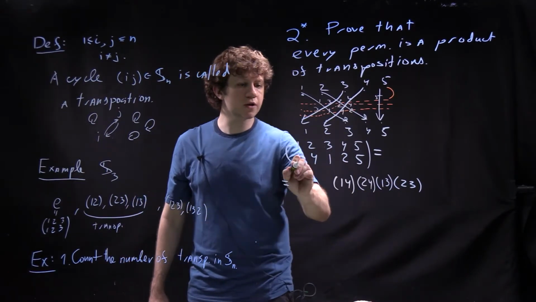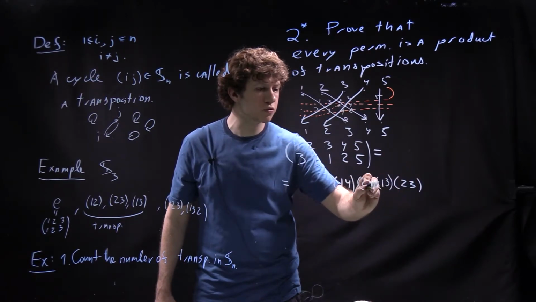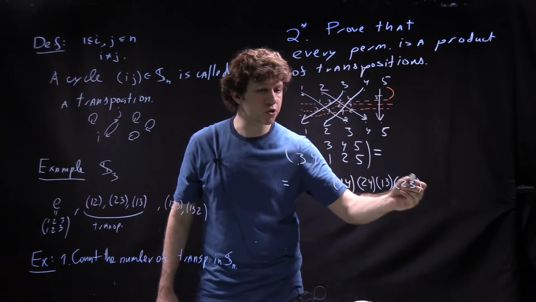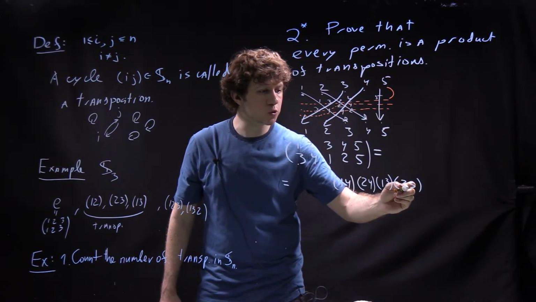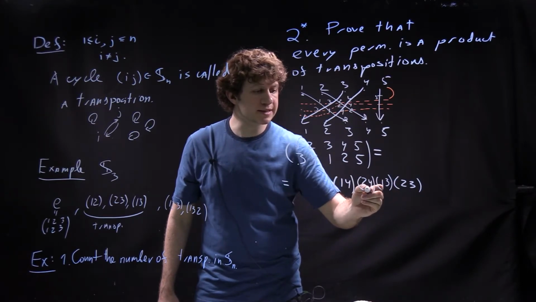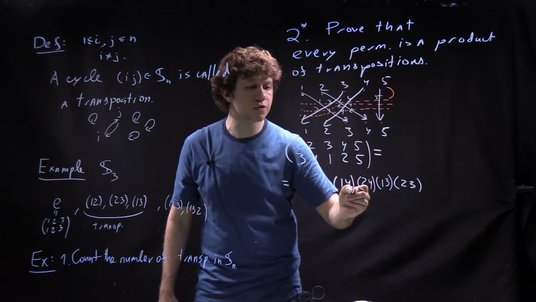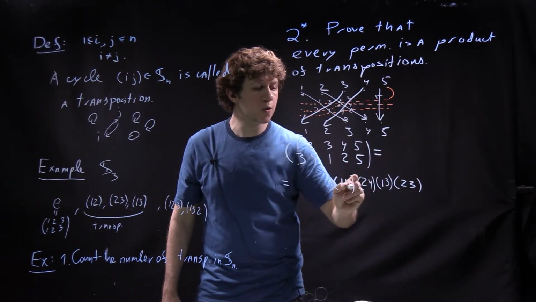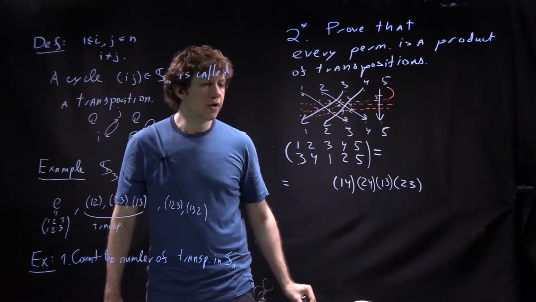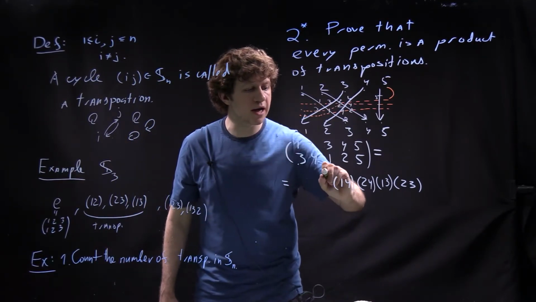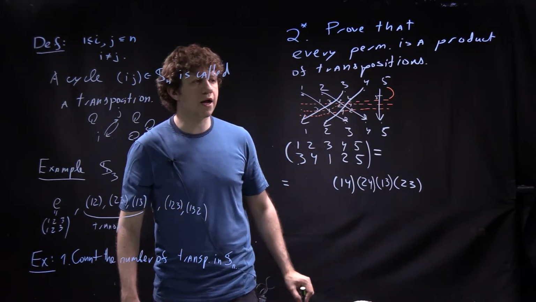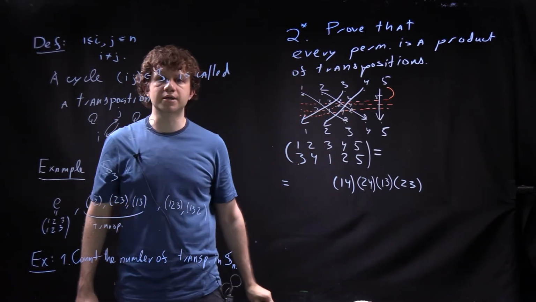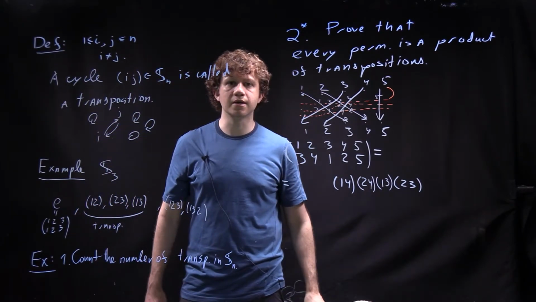Let's see, for instance, 1 goes to 3 here, and here 1 goes to 3, and that's it. So you just apply all these permutations to 1. This one sends 1 to 1, this sends 1 to 3, that sends 3 to 3, and this one sends 3 to 3. And for instance, 2 goes to 4. So 2 goes to 3 here, 3 goes to 1, 1 goes to 4, so 2 goes to 4. In this way, we presented the permutation as a product of transpositions. And from the diagram, it's kind of obvious how to do it in general. But proving it formally is a harder problem, and that's in the problem set.